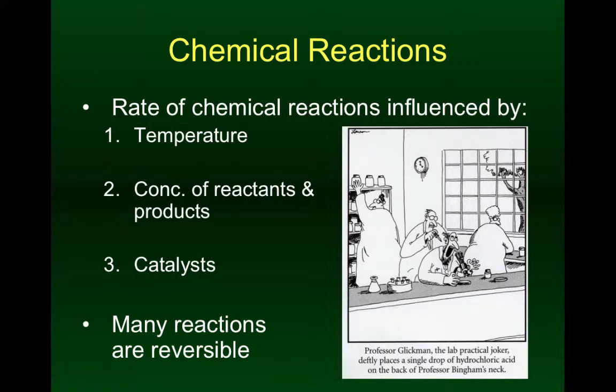And a lot of reactions are reversible. We're going to see this when we look at the production of ATP. So if we take something called ADP and add a phosphate group to it, we create what's called ATP.